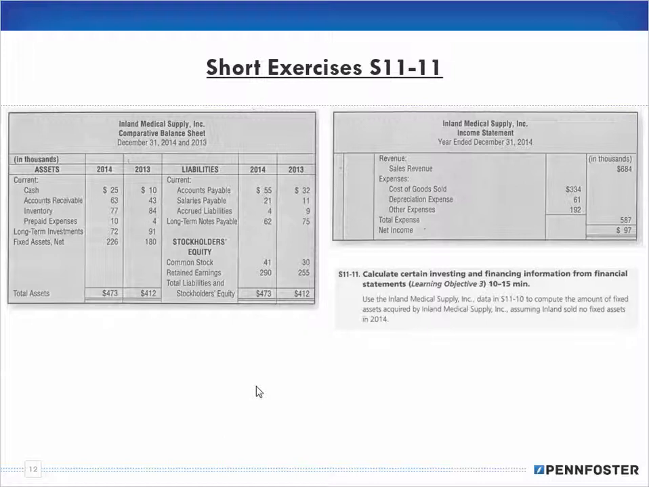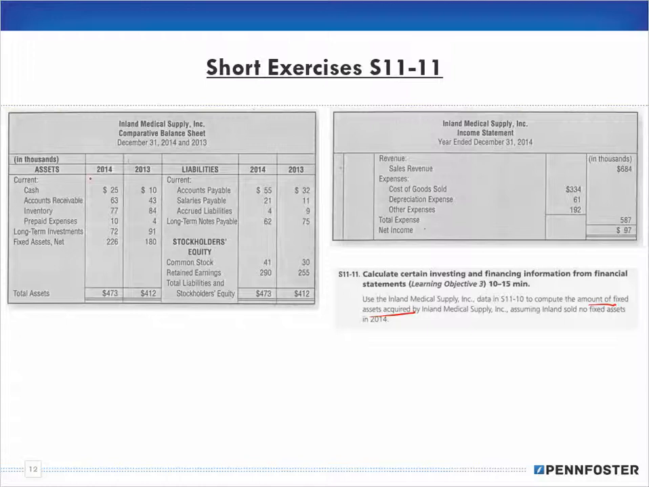All right, so 11-11, balance sheet, income statement, and it says calculate certain investing and financing information from the financial statements. Use the data from 11-10 to compute the amount of the assets acquired by Inland Medical Supply, assuming Inland sold no fixed assets in 2014. So I've just reproduced that information here. Now, we are looking to compute the amount of fixed assets acquired by Inland Medical Supply.